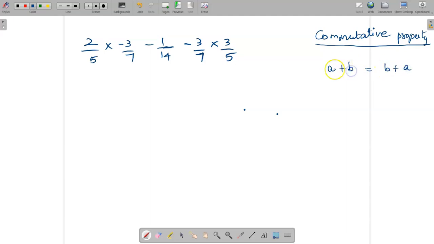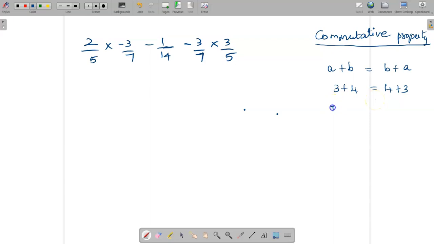That is, even when we change the order of these two numbers, the sum will be the same. For example, 3 + 4 equals 4 + 3. 3 + 4 is 7, and 4 + 3 is also 7. So even when we change the order, the sum is the same for both. This is the commutative property.